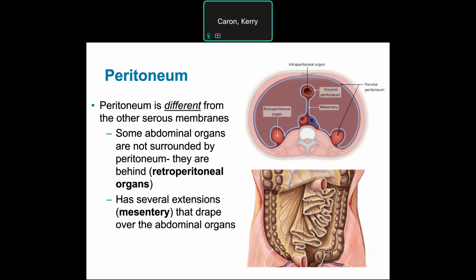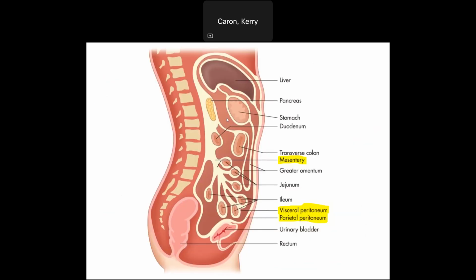Also in the peritoneum, there's extensions or kind of folds that drape over abdominal organs, and those are called the mesentery. Okay. So we have the peritoneum right here. We have visceral peritoneum, which is lining the organ. Then we have the parietal that's lining the cavity. Then mesentery, we have all these folds and inlets and islands and detours and cul-de-sacs.